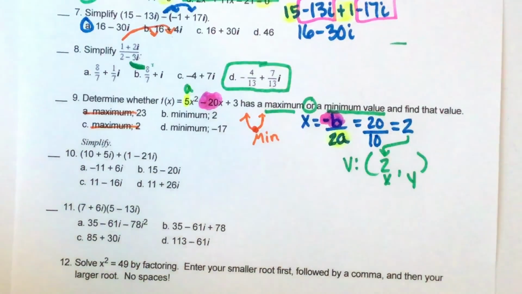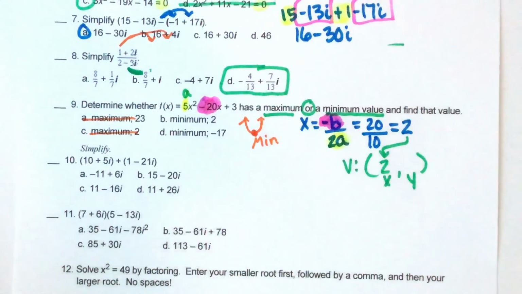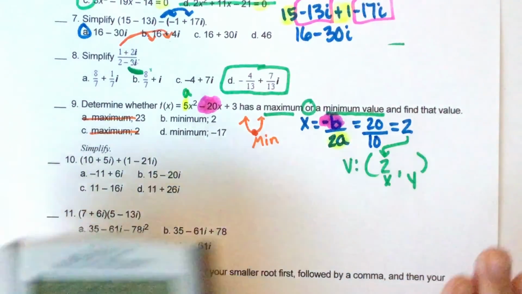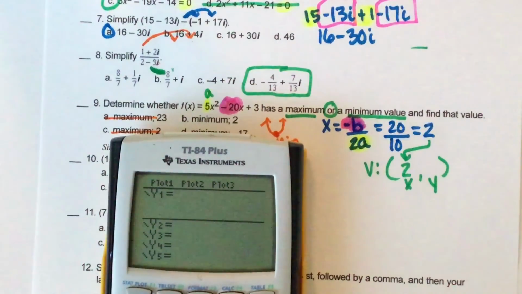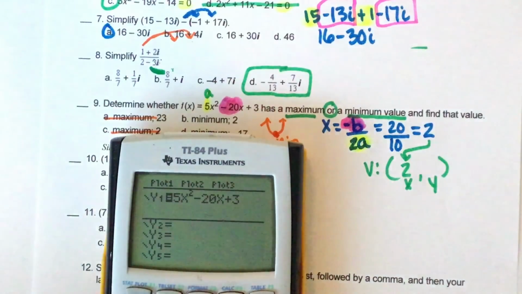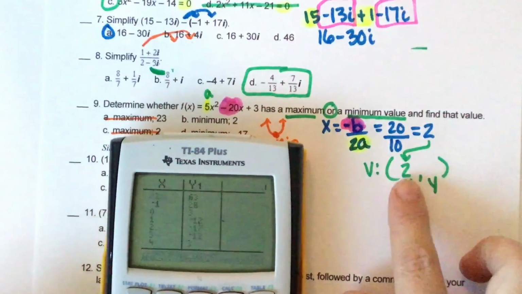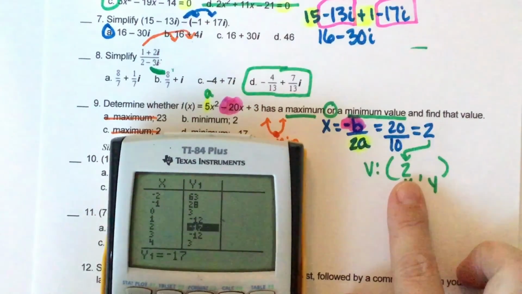Okay, so I'm going to put this equation in y equals and go to 2 in the x column of the table. So going to my calculator, I'm going to type that equation in. 5x squared minus 20x plus 3. I'm going to go to my table, and I'm looking for 2 in the x column. There he is, and it's a negative 17.